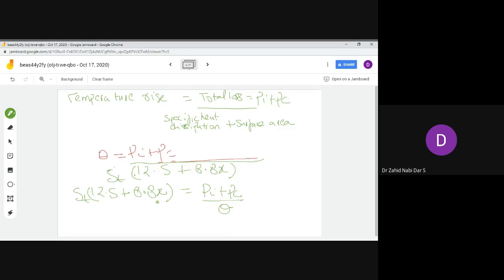Now if I need to calculate the value of x, see here, pi plus pc divided by theta is 12.5 st plus 8.8 x st. So if I want to go further, I'll just rub this top portion because it would be much better to explain here itself. So let's erase here, because I will not have that much space.